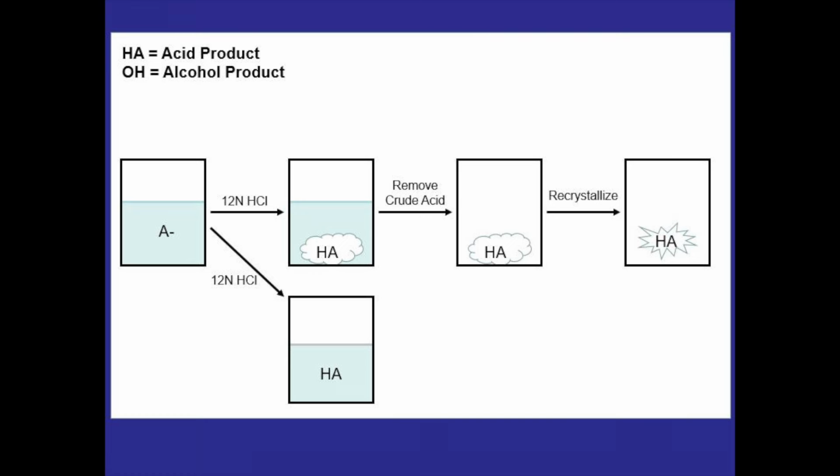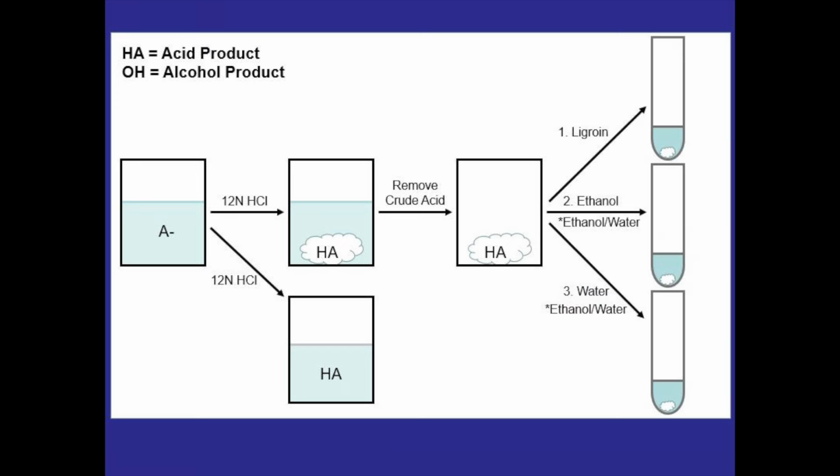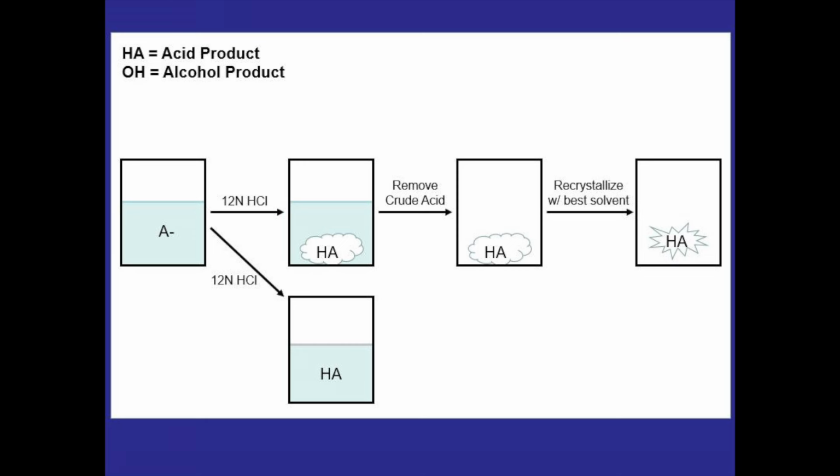And again, we don't know which acid we have, so we can do the same thing that we did with the unknown alcohol, separating a small portion into 3 separate test tubes and testing the solubility with the 3 different solvents. Whichever one works best, we can use that to recrystallize the rest of the unknown acid, and then once we have the crystals separated, we can characterize them by taking a melting point.